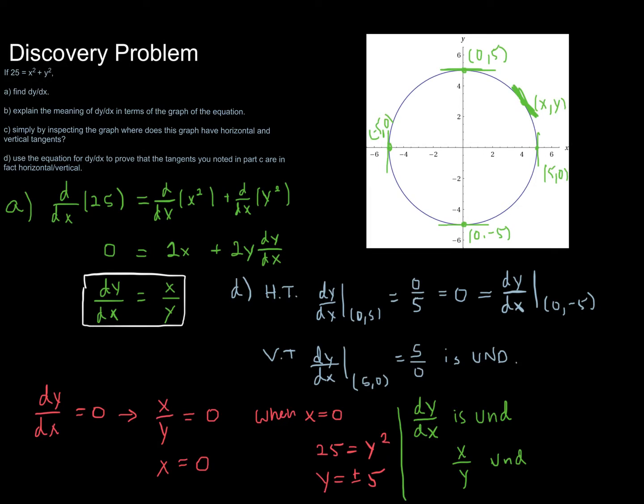So we can go either way, and if we don't have the graphical representation, we can still find these places where we have either a horizontal or a vertical tangent.